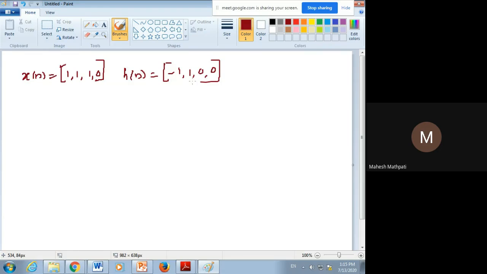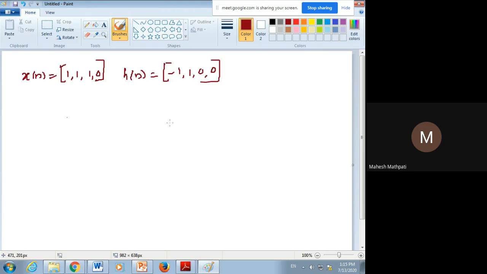Is everyone doing that? Yes sir, done, I got the answer. Same answer. So this is how we can say that a circular convolution can be performed using a linear convolution by padding the zeros.